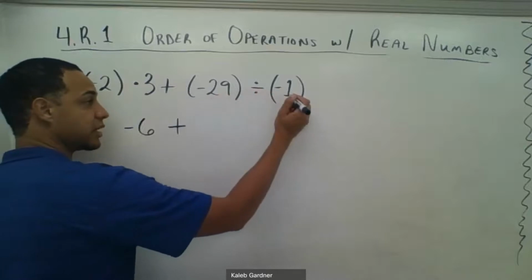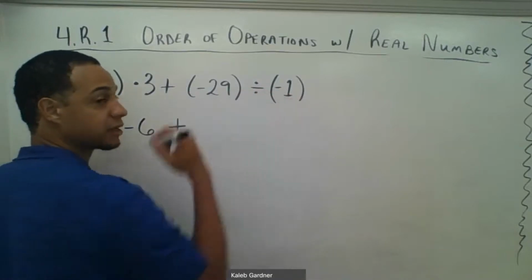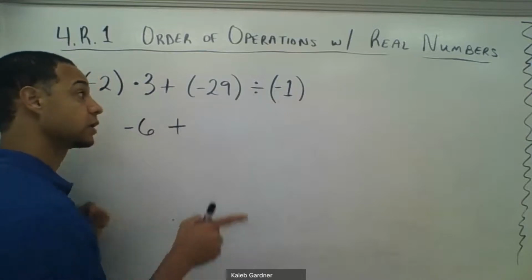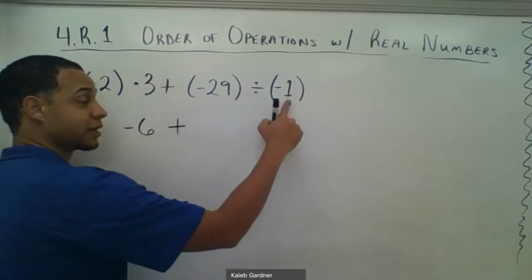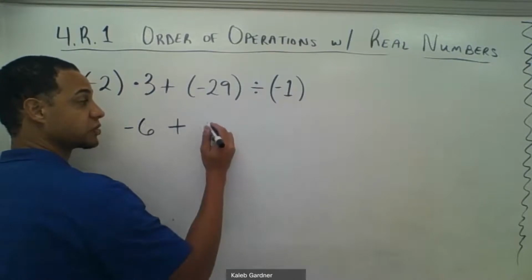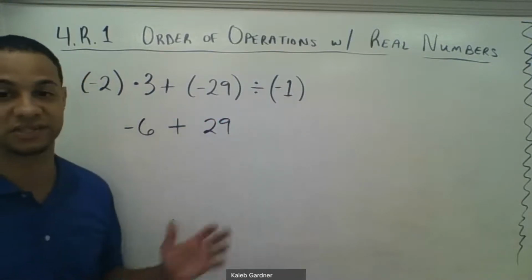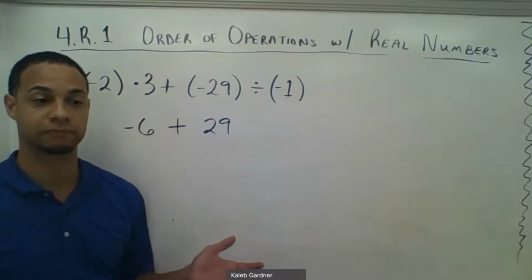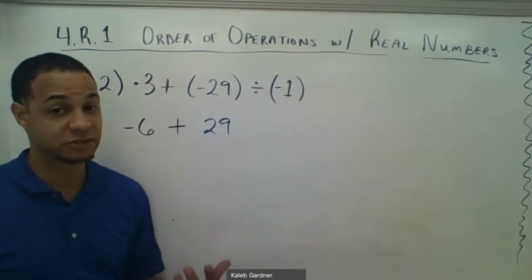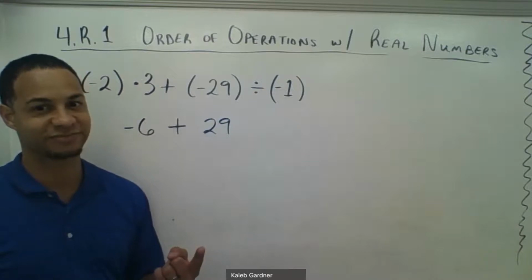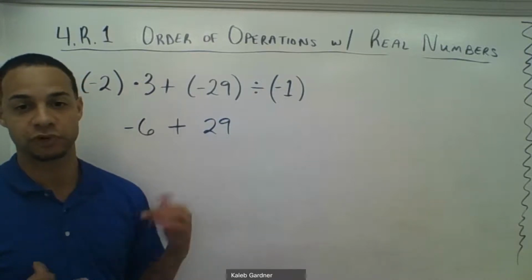-29 divided by -1, a negative divided by a negative follows the negative times a negative rule. So a negative divided by a negative is a positive, and 29 divided by 1 is just 29, right? Anything divided by 1 is itself, whatever it was to begin with. If I got 5 pizzas and 1 person, I get all 5. I know I'm silly. Moving on.